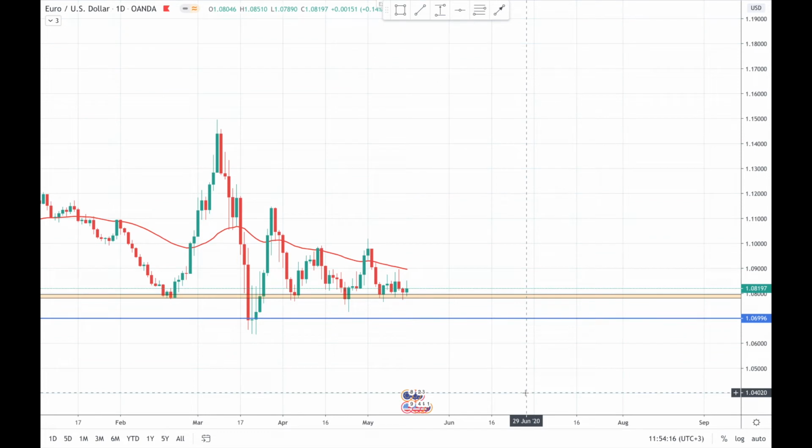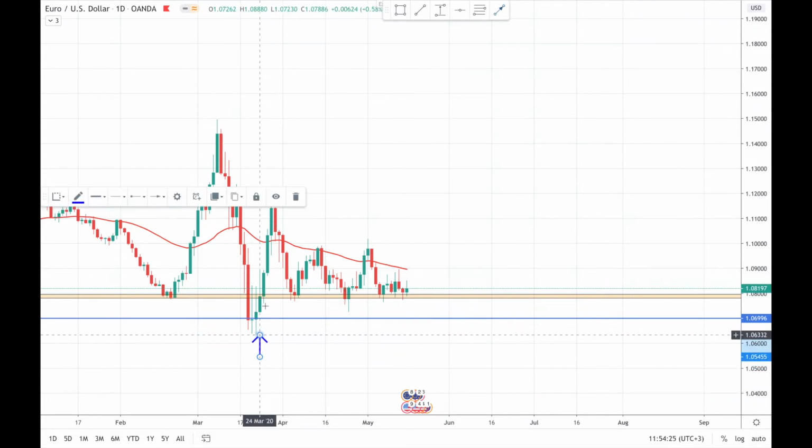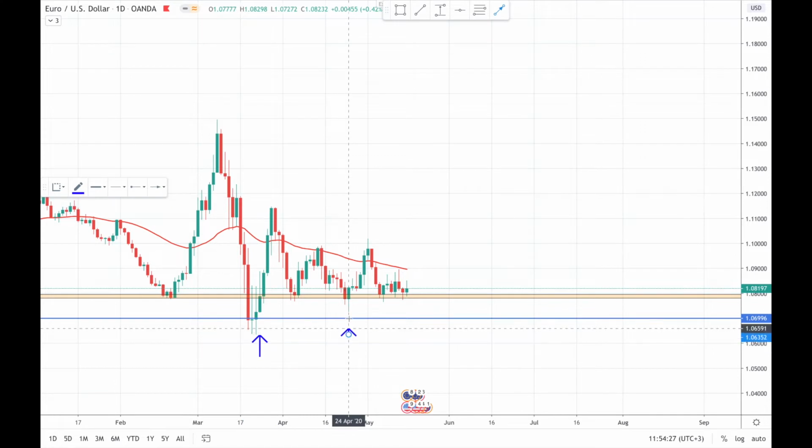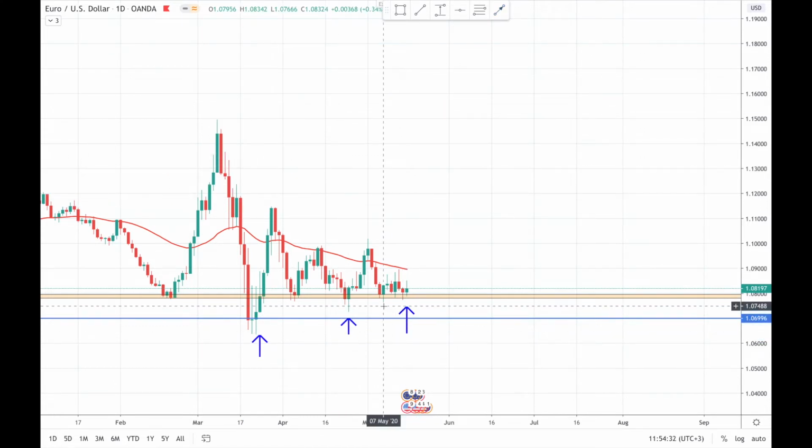So here's the daily time frame, and we can clearly see this rejection of our dynamic support level. In addition, we can see a higher high being established right here, and right here, which confirms our bullish bias. So let's go to the 4-hour time frame.